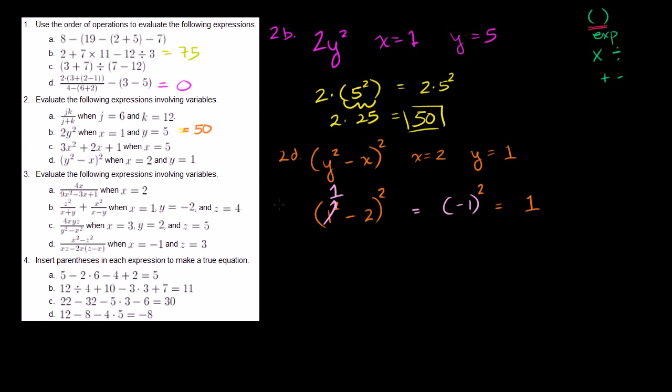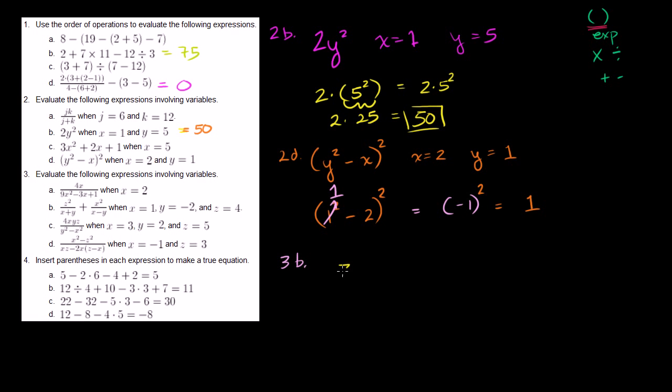All right, let's do 3b. Doing every other problem. I'll do it in yellow. Evaluate the following expressions involving variables. All right, same idea. So they're giving us 4x over 9x squared. Oh, actually, I said I'd do 3b. I was doing 3a. So here we go.